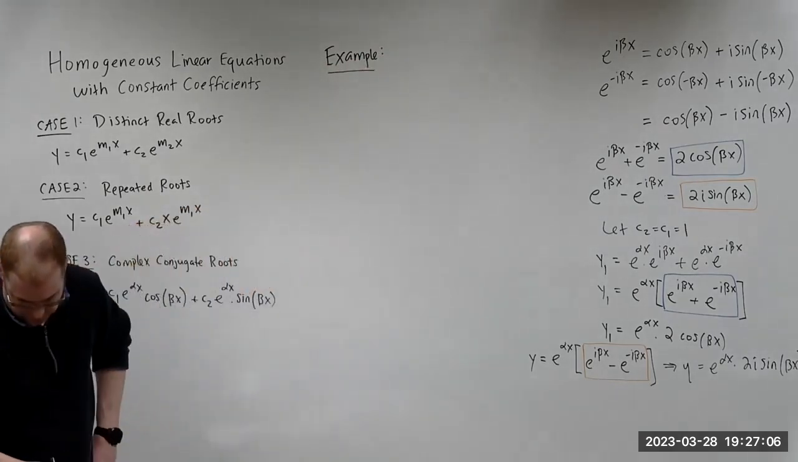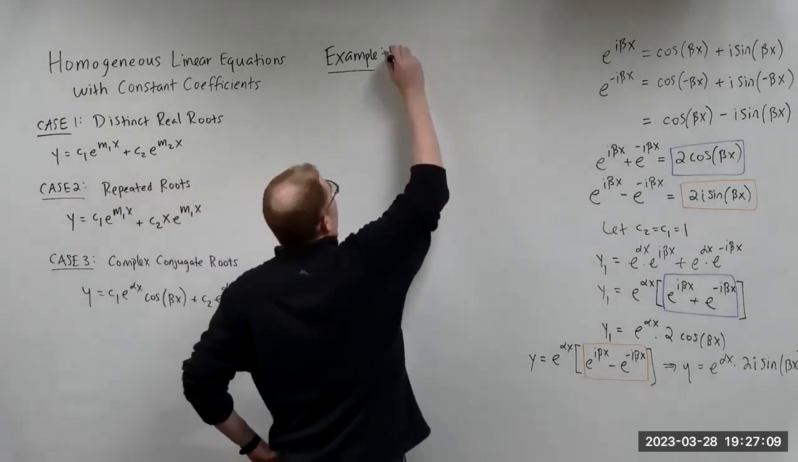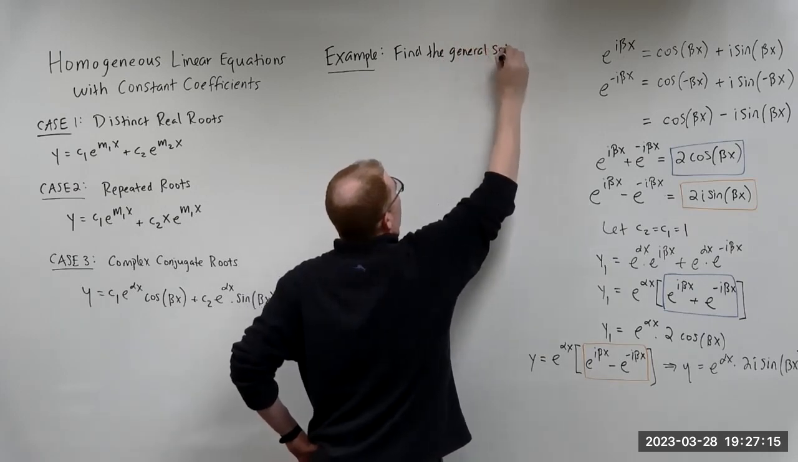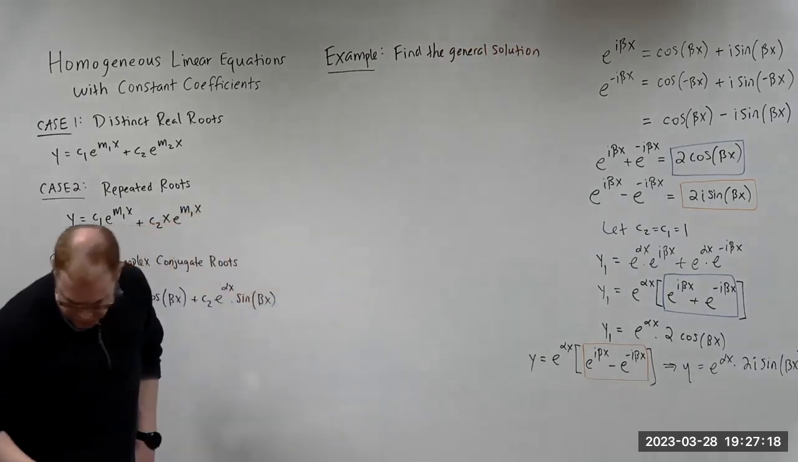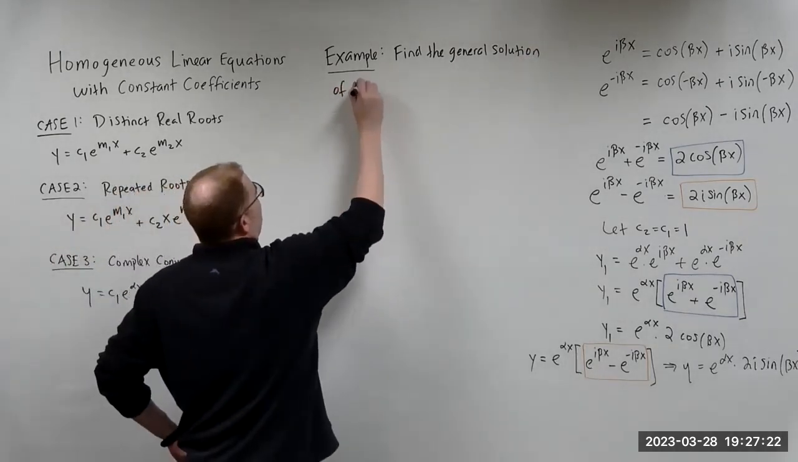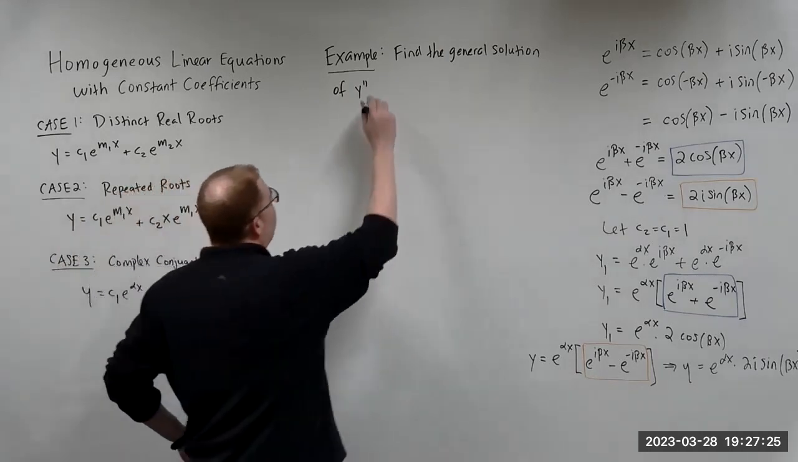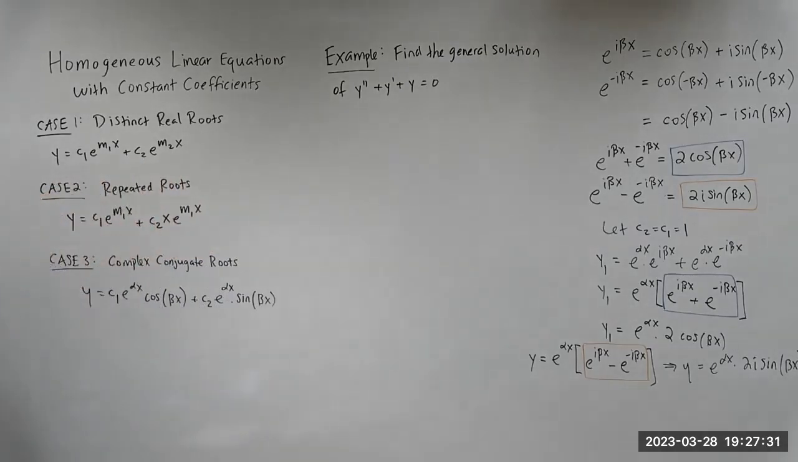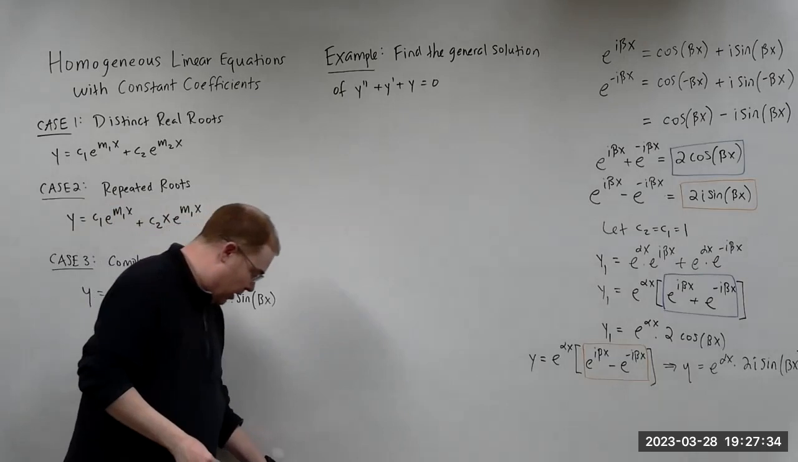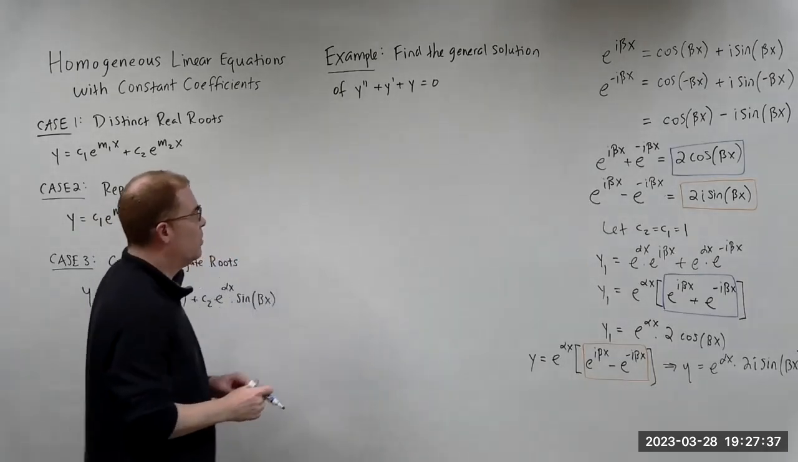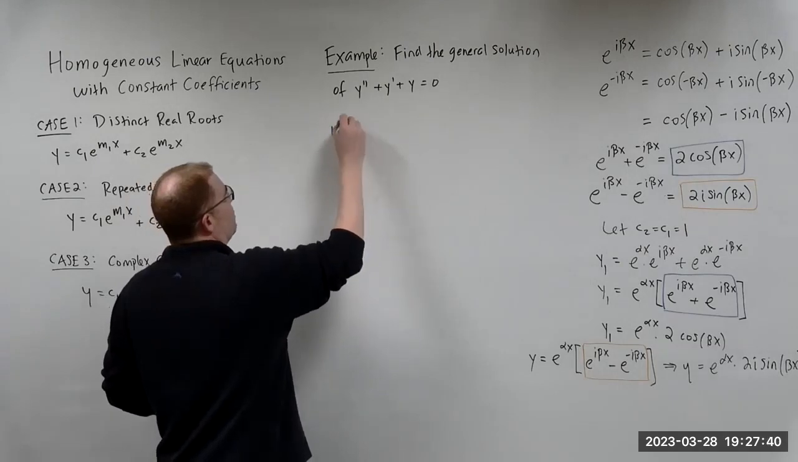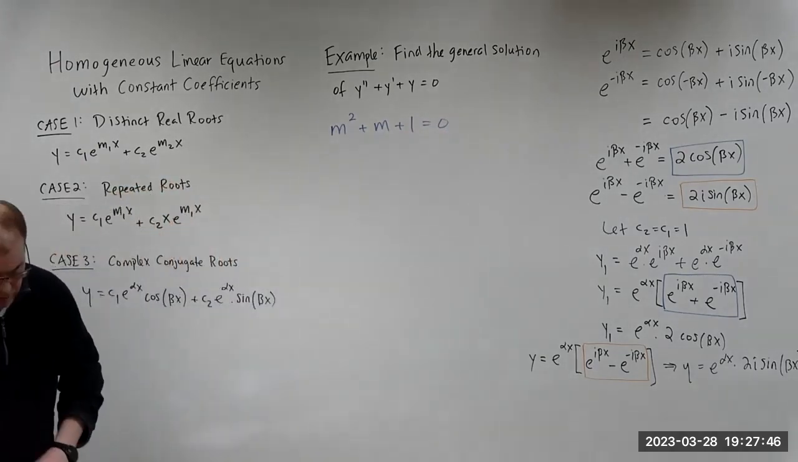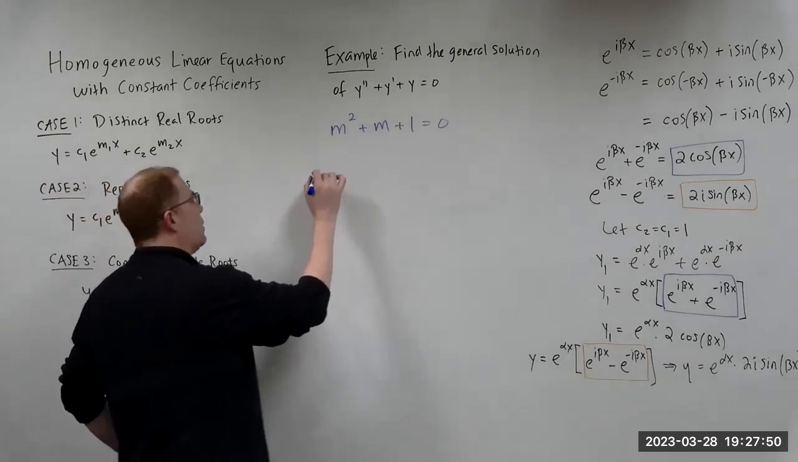Let's say we want to find the general solution of y double prime plus y prime plus y equals zero. Again, you can get the auxiliary equation, which, like I said, sometimes we call the characteristic equation. So this is going to be m squared plus m plus 1. We can use the quadratic formula to solve this.